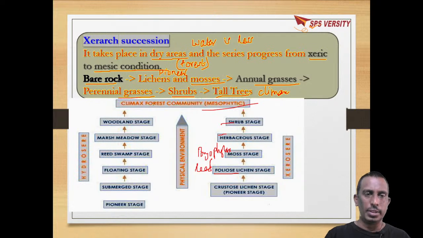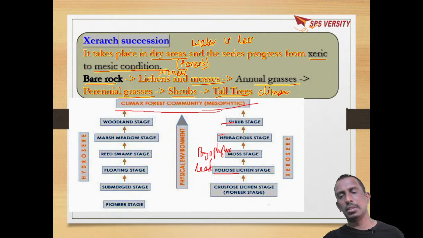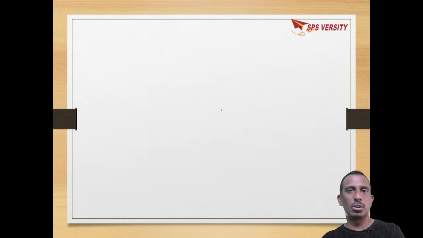Whether it is a hydrosere or xerosere, it ends with a climax community. That is the mesophytic condition. So xerosere starts with lichens and ends with the forest stage, where tall trees are present.